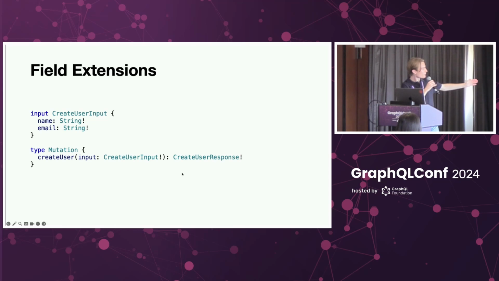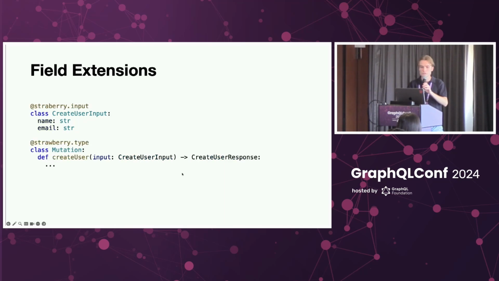So basically, you're starting here with a create user mutation. It takes a create user input and a create user response. It's a basic input mutation pattern. And somewhere else, you have defined your create user input. And basically, in implementation first, it would look something like this. So you have a create user input, and then you define your mutation below that.